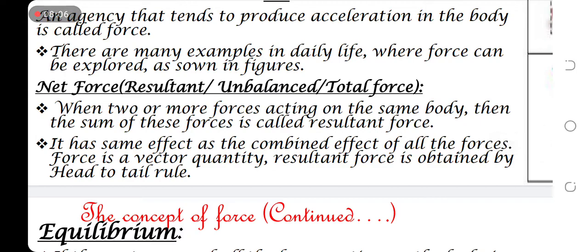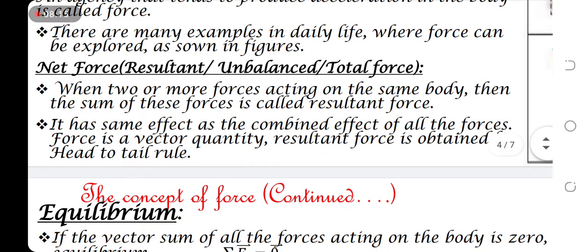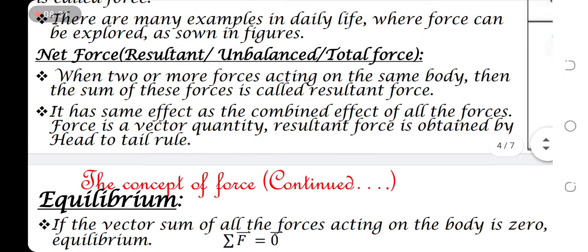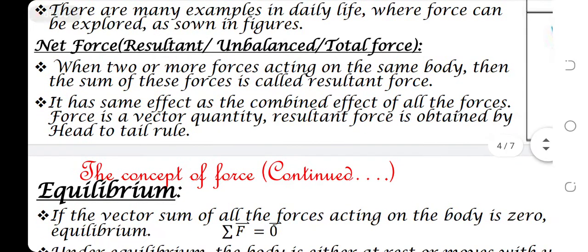Force is a vector quantity. It has magnitude as well as direction. So the resultant force has the magnitude of the combined effect of all the forces, and direction from initial force to final force. The resultant force is basically the vector sum of all the forces. If forces are vectors, then we can find the resultant force by the head to tail rule.